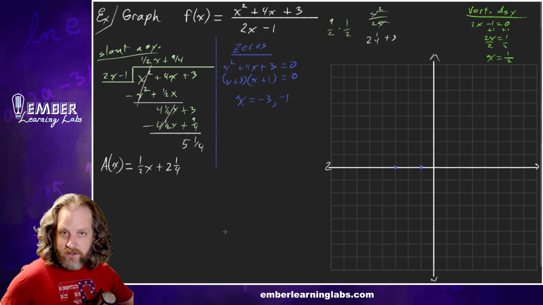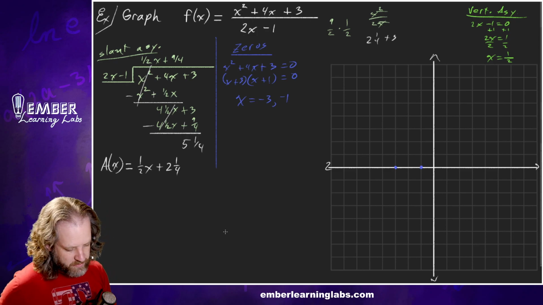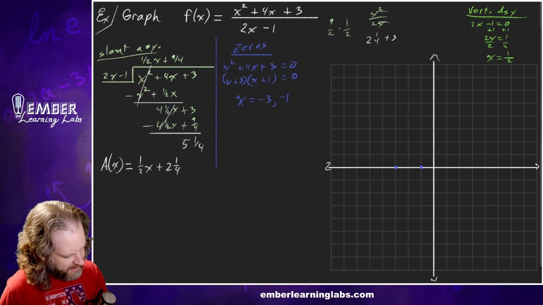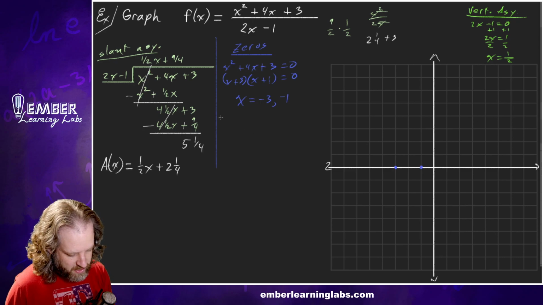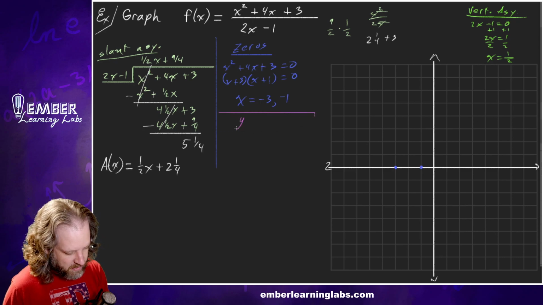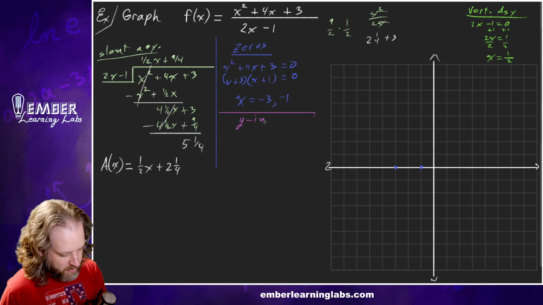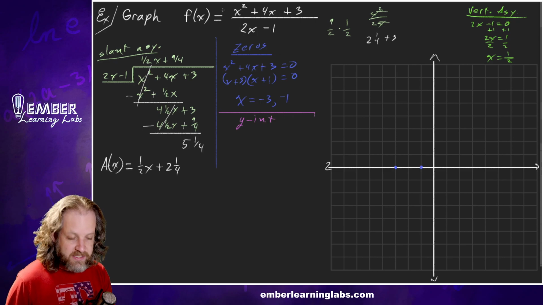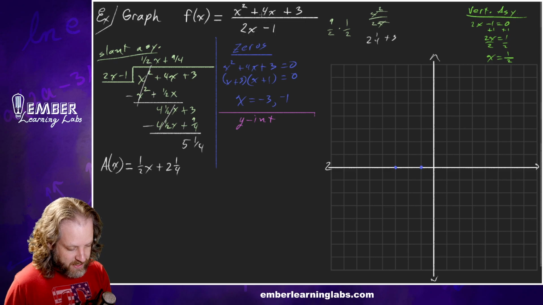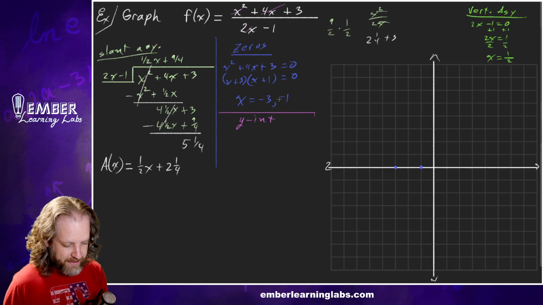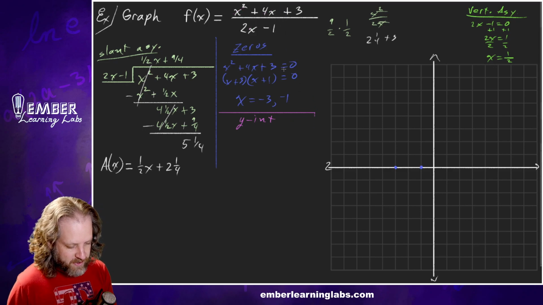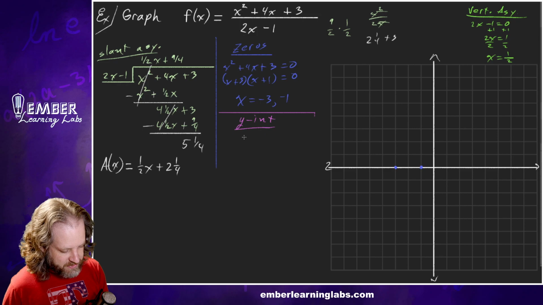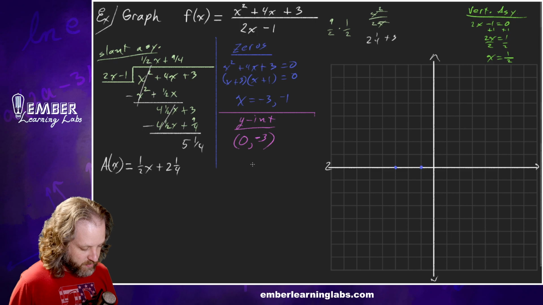The y-intercept is where? I don't know if we did this on the last one, but it's a good idea to have that y-intercept on there. So the y-intercept would be whenever x is 0, right? So if we set zeros in here, it's going to cancel all of this mess. So 3 over -1 is -3. So the y-intercept is at 0, -3. That's another point we can use.